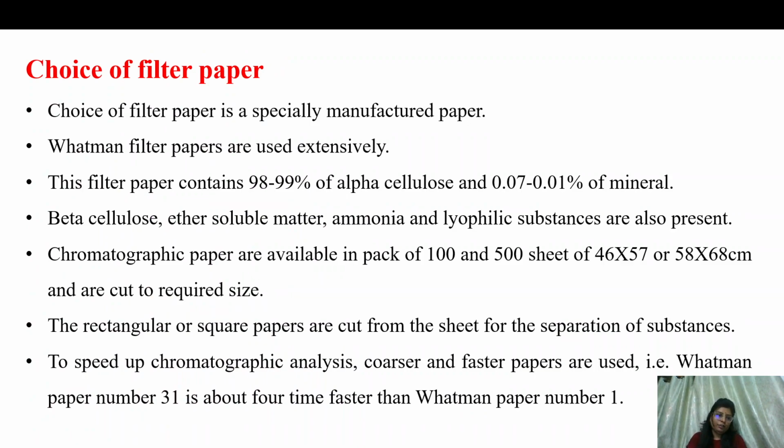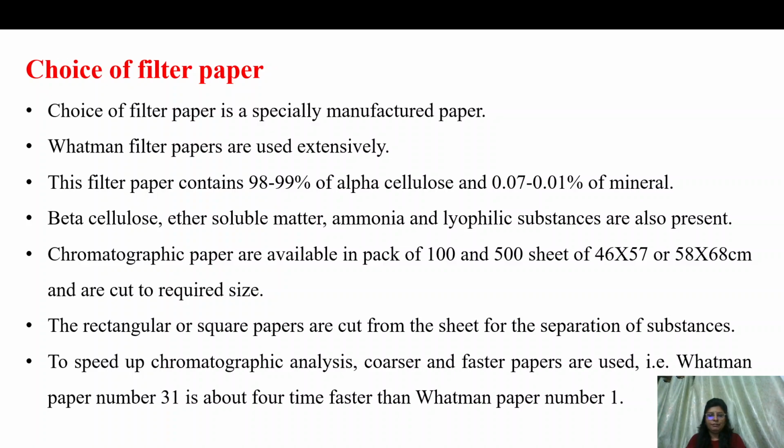So first of all, we'll talk about the choice of the filter paper. Specially manufactured filter papers can be used for paper chromatography. Particularly we will use Whatman filter paper. This filter paper contains 98 to 99% of alpha cellulose and 0.07 to 0.01% of minerals. It also consists of beta cellulose, ethyl soluble matter, ammonia and lyophilic substances.